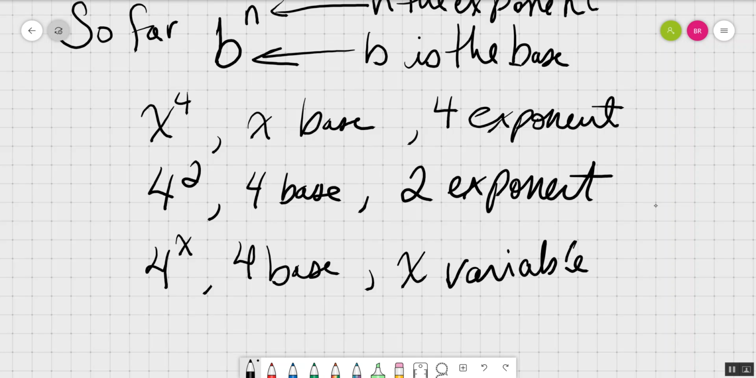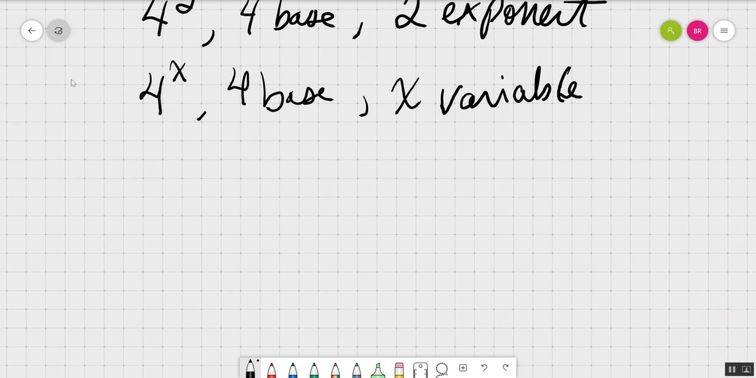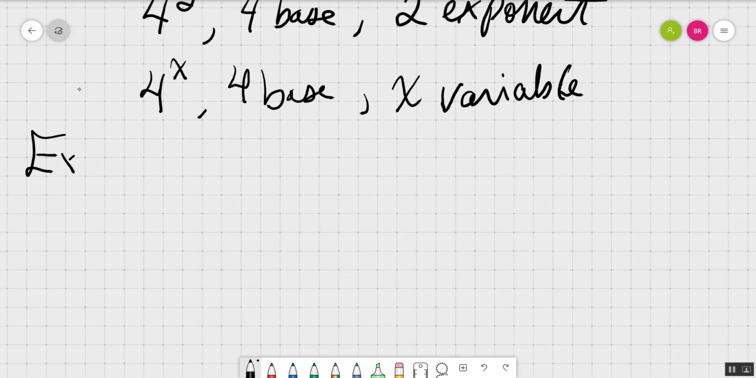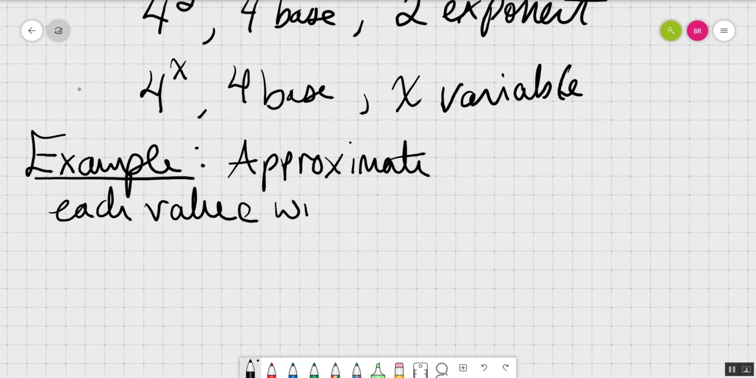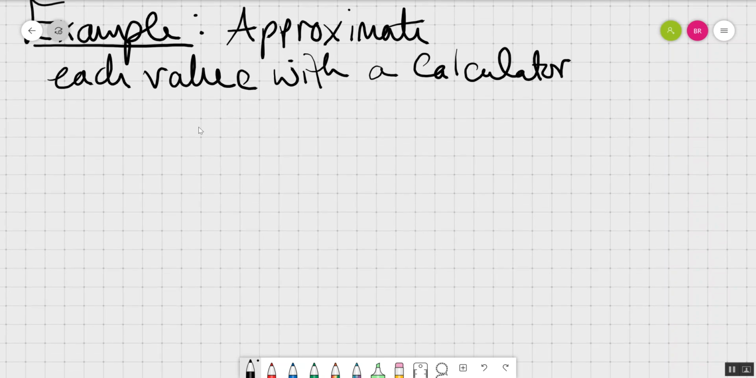So let's take a look at calculating some exponents where x, the exponent, is a little bit different from what we've seen so far. For this example, we're going to approximate each value with a calculator. I'm specifically writing things to the side so I can fit a calculator over here on the other side. Let's go ahead and scroll this up.